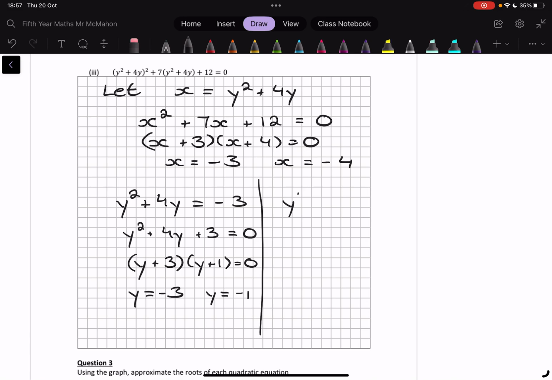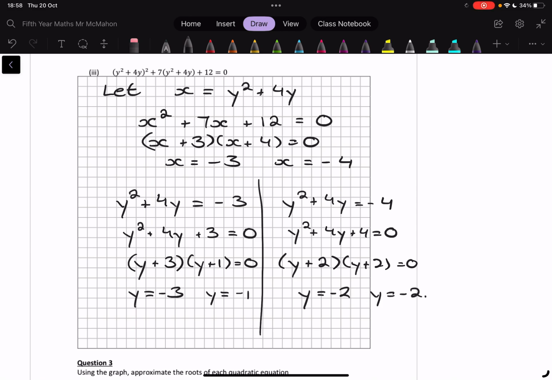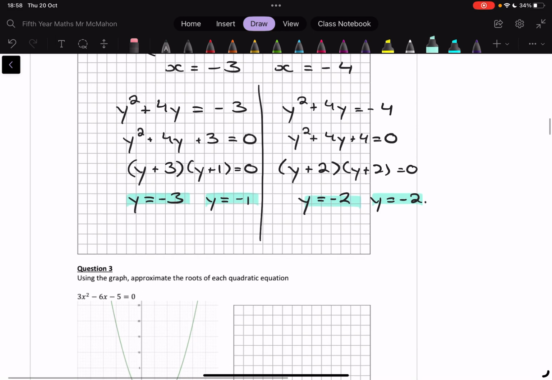Similarly, on the other side, we have that y squared plus 4y is equal to minus 4. We can rearrange, and we get y plus 2 and y plus 2, which means that y is equal to minus 2 and y is equal to minus 2. And those are our answers. So obviously we have two of the same: y is minus 2, and y is minus 3, and y is equal to minus 1.